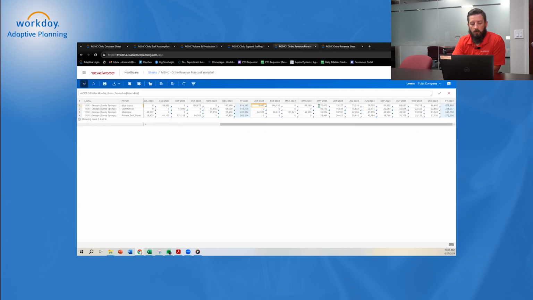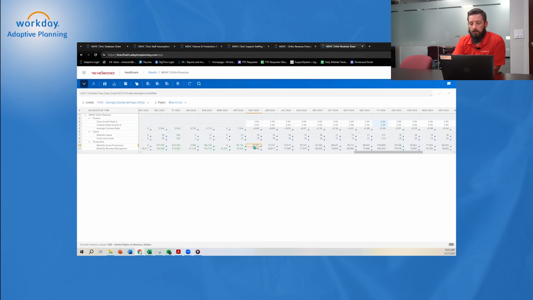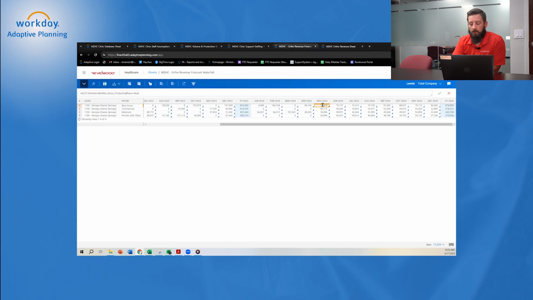And I'll just show one last piece here. 71,473 is my total gross production for the month of May 2024. In my waterfall, you can see that number right there. That's pulling directly from that sheet and then applying the recognition from there.